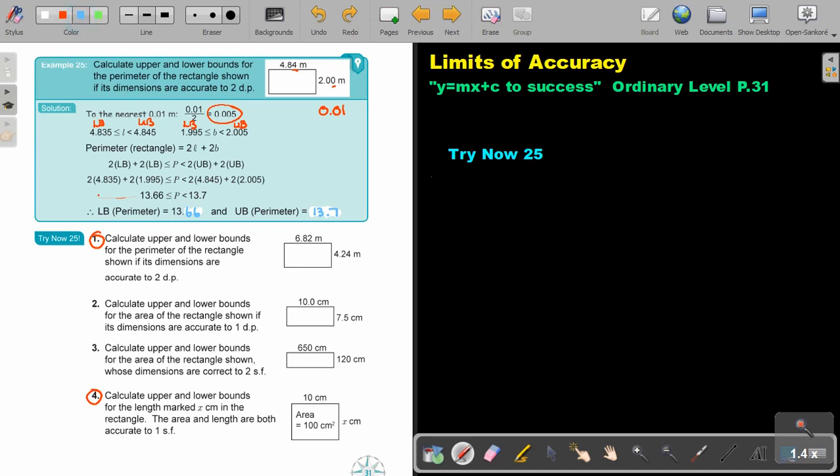Okay, let's do number 1. Calculate the upper and the lower bounds for the perimeter of the rectangle shown if its dimensions are accurate to 2 decimal places. Almost exactly the same. So it's 0.01 divide 2, and that will be 0.005. So now I have my 2 dimensions, and I'm going to make it a bit more visual to you.